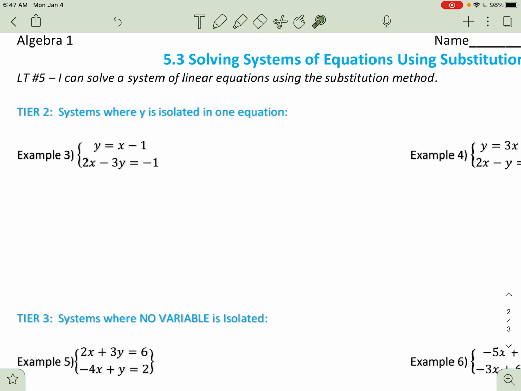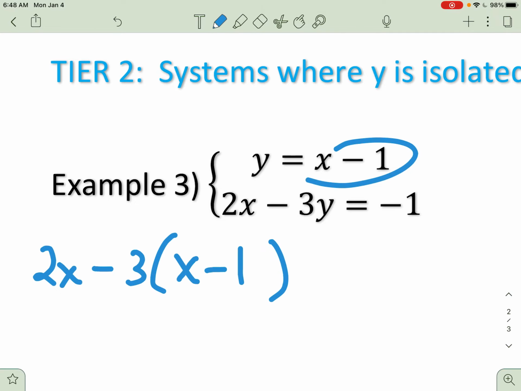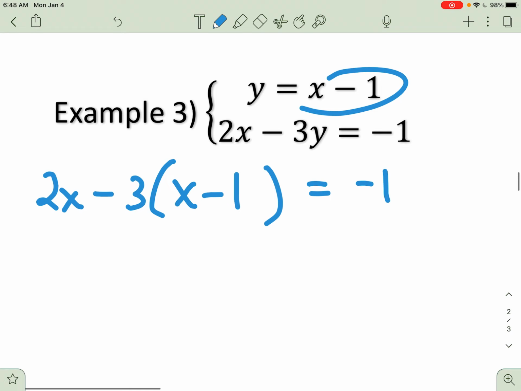What happens where a variable is not by itself in both equations? Notice the second equation, there's no variable by itself. That's okay. Again, this method is called substitution. So since this top equation still has y by itself, that tells me y equals x minus 1. So in the second equation, I'm going to replace the y with this x minus 1. And then I'm going to continue filling it out. So look, 2x minus 3y equals negative 1. Okay, so you're replacing it.